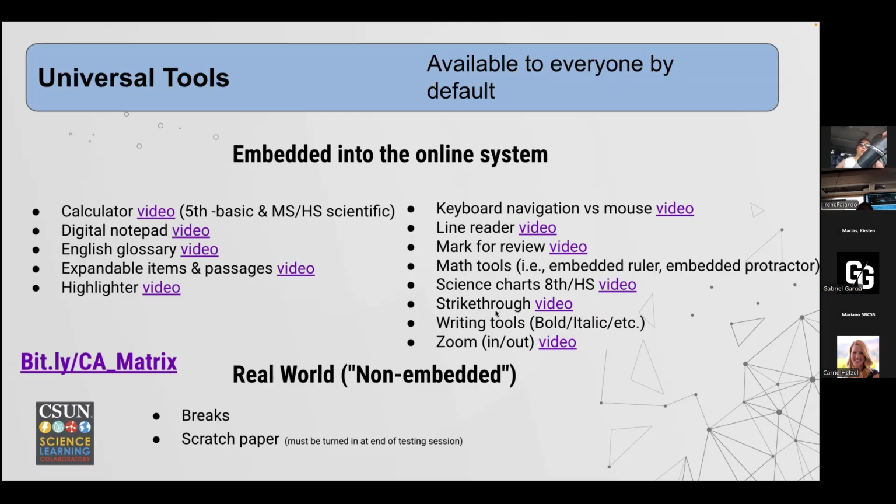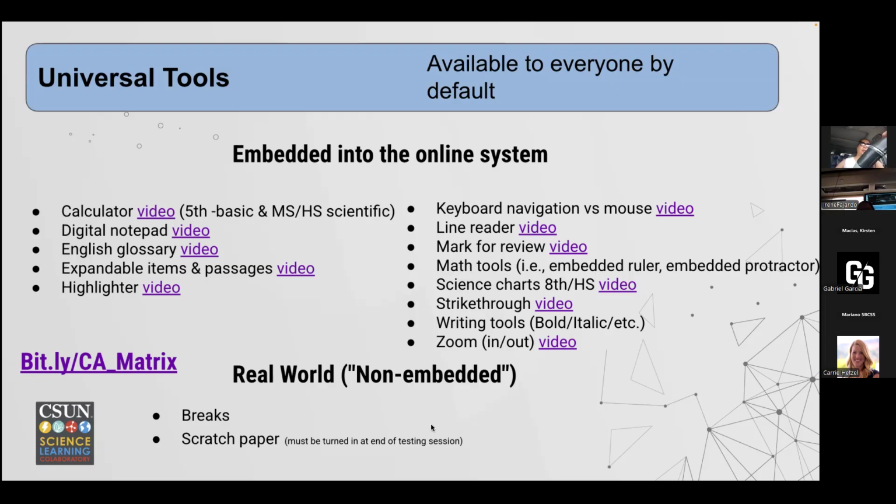They can also turn off certain answer choices by hitting strike through to make them go away. And when they're writing, they get to make things bold and italics. They get to do a little bit of rich text entry when they're writing their free response questions. And they can zoom in and zoom out. So those are all the embedded universal tools that are available to students.